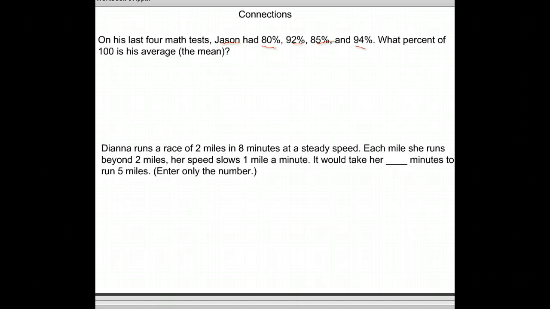It says on his last four math tests, Jason had an 80%, a 92, an 85, and a 94. What percent of 100 is his average? So really all we're doing in this problem is finding the average of these four grades. Do you remember how to find an average?